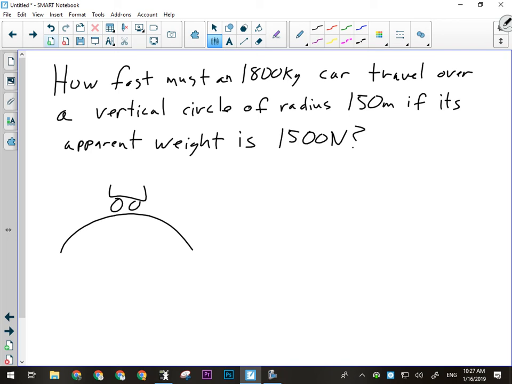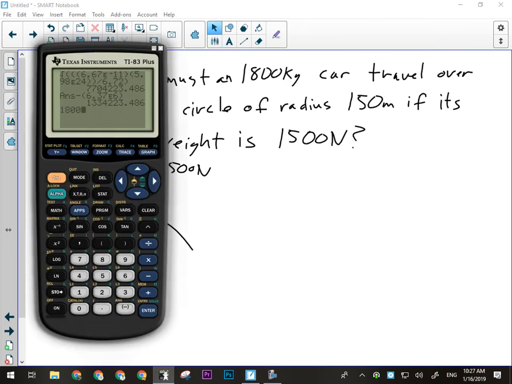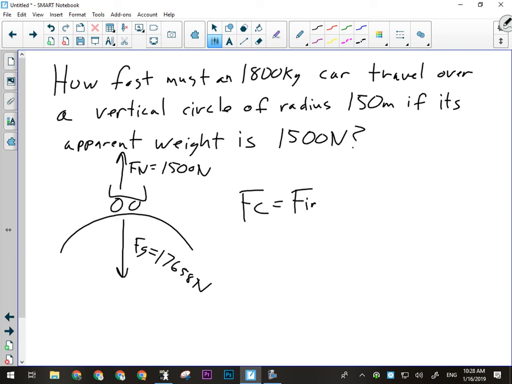Okay, so we've got this situation here. We do have a normal force acting out, and it's 1,500 newtons. We have a force of gravity acting in, that we haven't calculated yet, but it's not hard. 1,800 times 9.81, so 17,658 newtons. Okay, there's kind of my free body diagram. For all vertical circular motion, Fc equals forces in minus forces out. Force in is gravity, the force out is normal force, and I'm looking for speed.